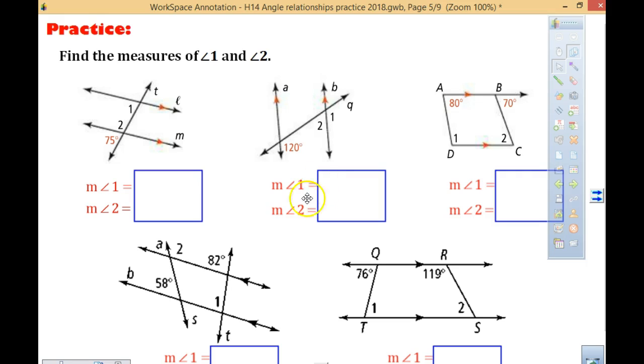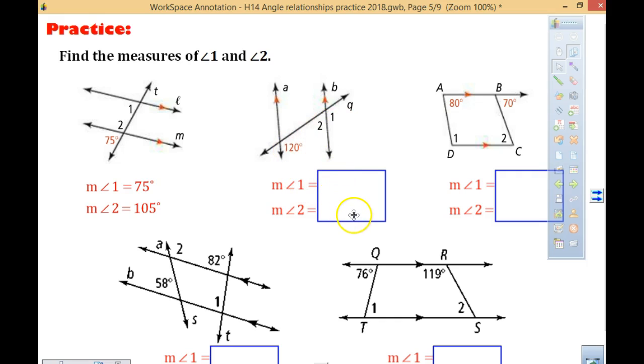First up, in this picture, I know that 75 and angle 1 correspond, which means 1 and 75 have to be the same, congruent. So, if I know that that one is 75, 1 and 2 together are same side interior, or I know 75 and 2 are supplementary, which means it has to be 105. Take a look at the next picture.